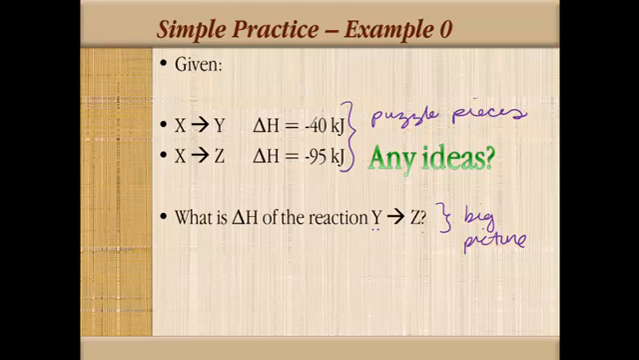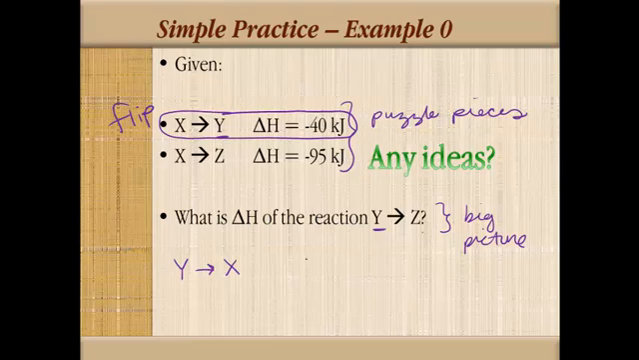So what I do is I look at my big picture, and I see that I need Y on the reactant side. In my puzzle piece, Y is actually on the wrong side. So I'm going to take this entire reaction here and flip it. That means I change the reactants and products and turn it around, so now it's Y turning into X. Well, what do you think that's going to do to the delta H?